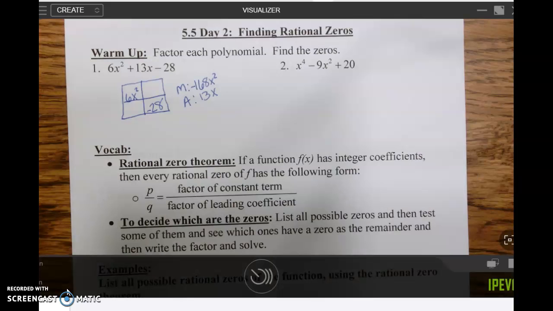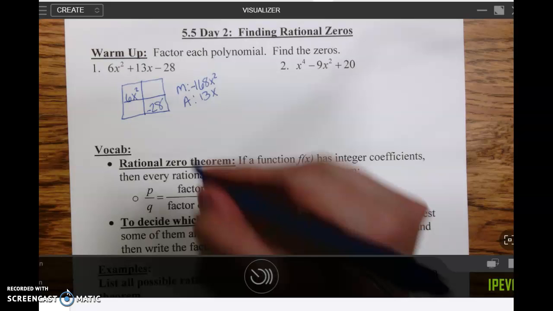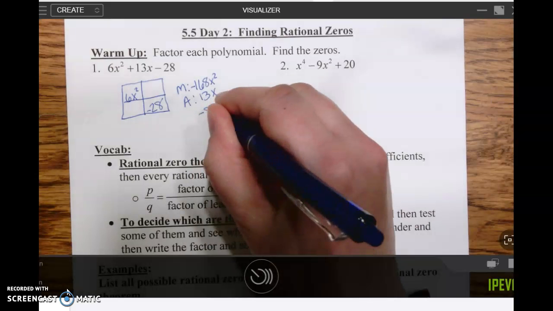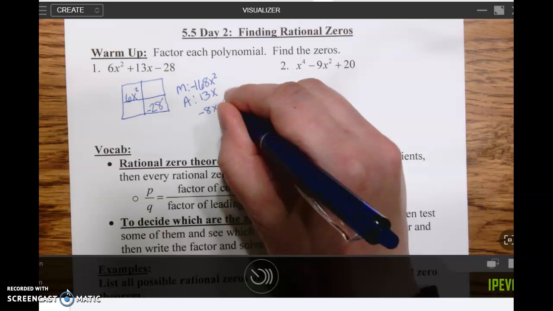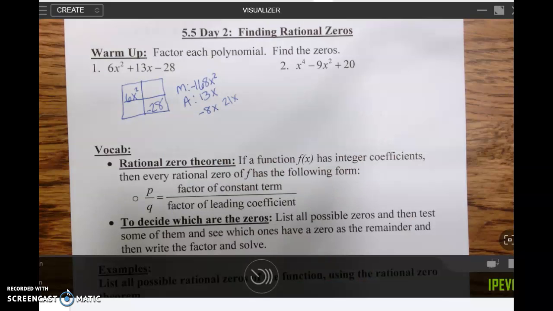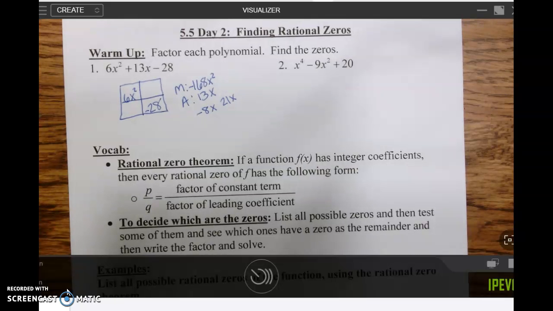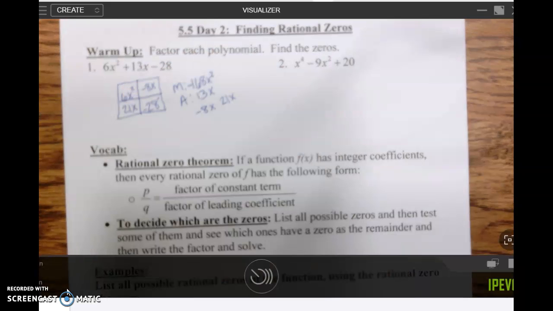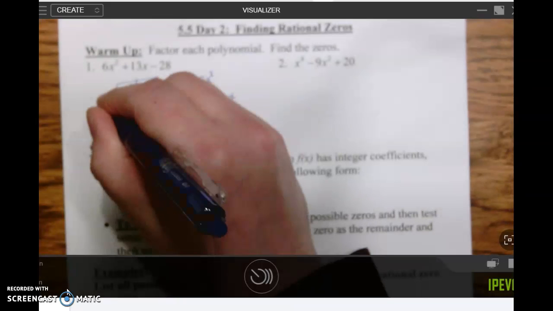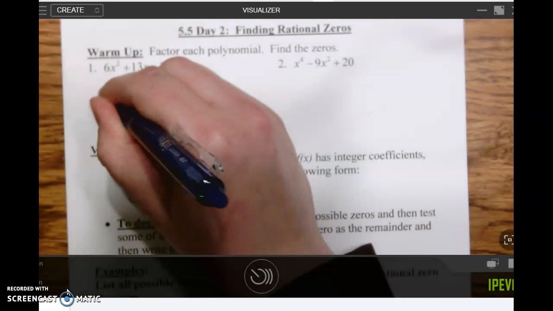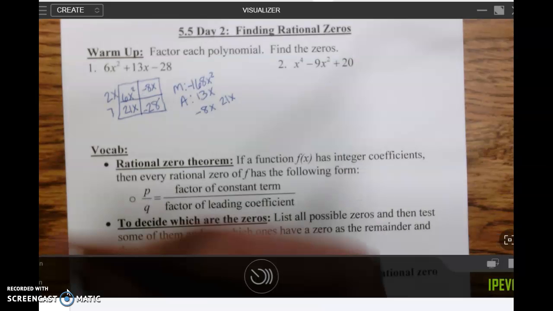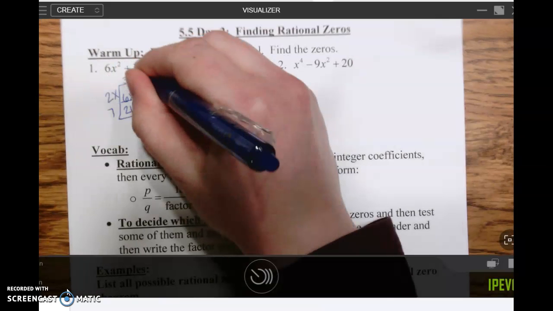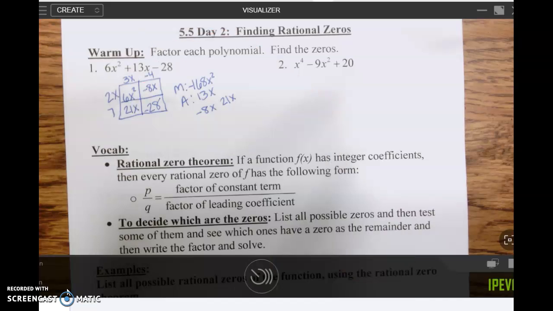Alright, so thinking about that, this one might take you a little bit longer to come up with those numbers, and that's okay, but negative 8x and 21x fit the bill. They will multiply to be negative 168x squared and add to be 13x. Okay, and from there we can take out our greatest common factors. These both divide by 7. These both divide by 2x. And then vertically I can take out a 3x and a negative 4. Again, don't forget your negative because that edge is negative.